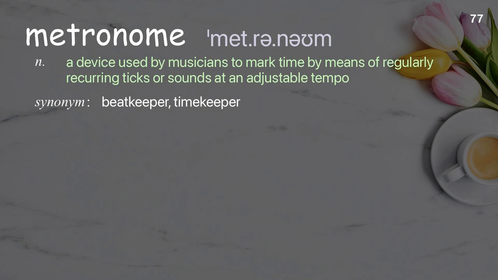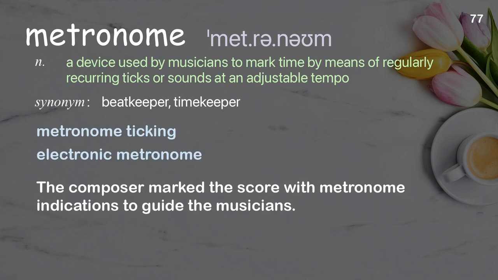Metronome: a device used by musicians to mark time by means of regularly recurring ticks or sounds at an adjustable tempo. Examples: metronome ticking, electronic metronome. The composer marked the score with metronome indications to guide the musicians.